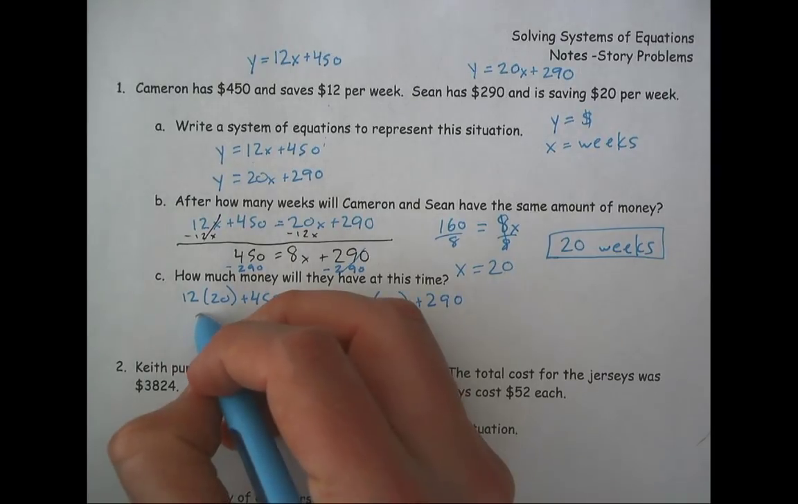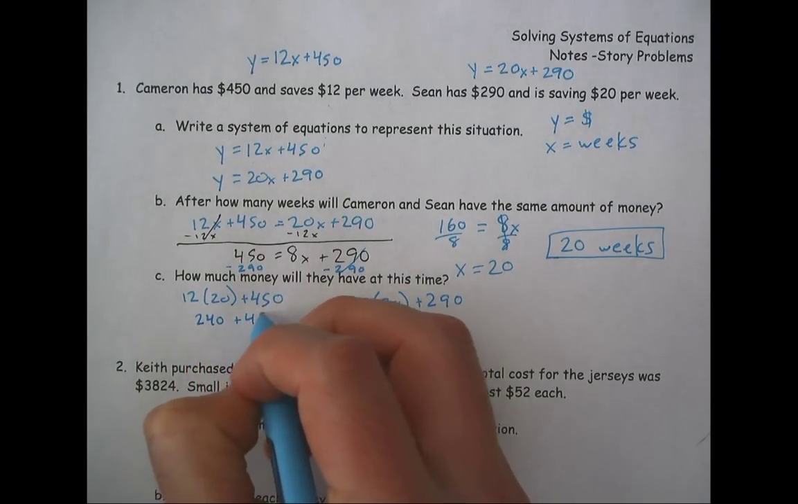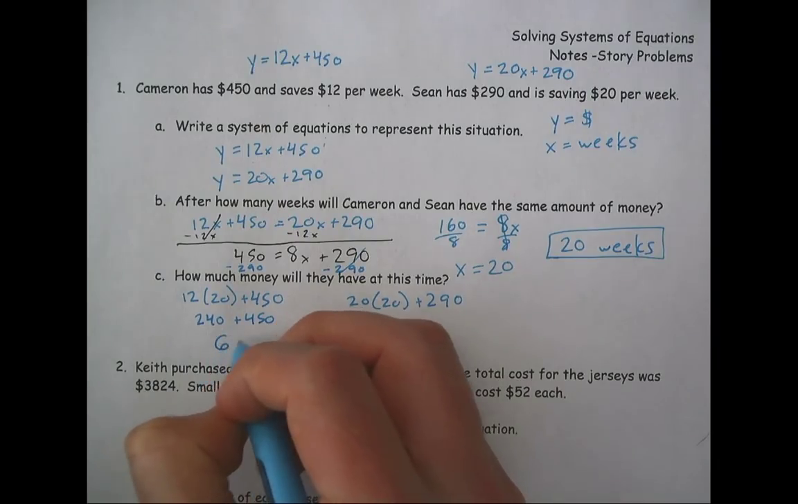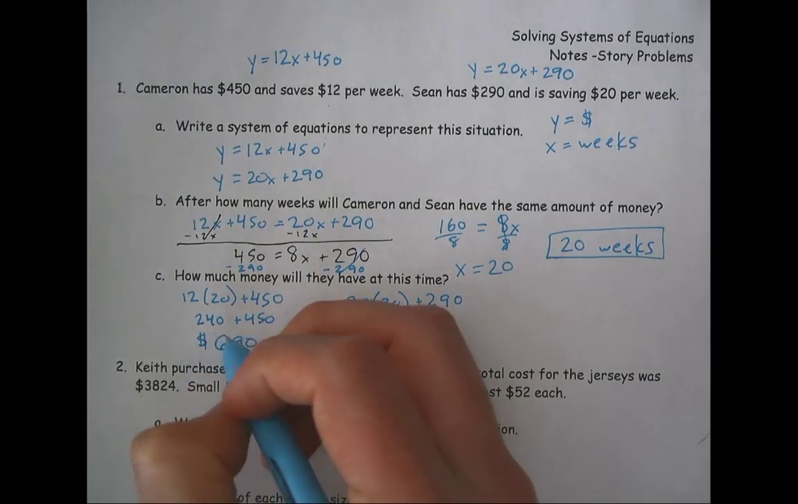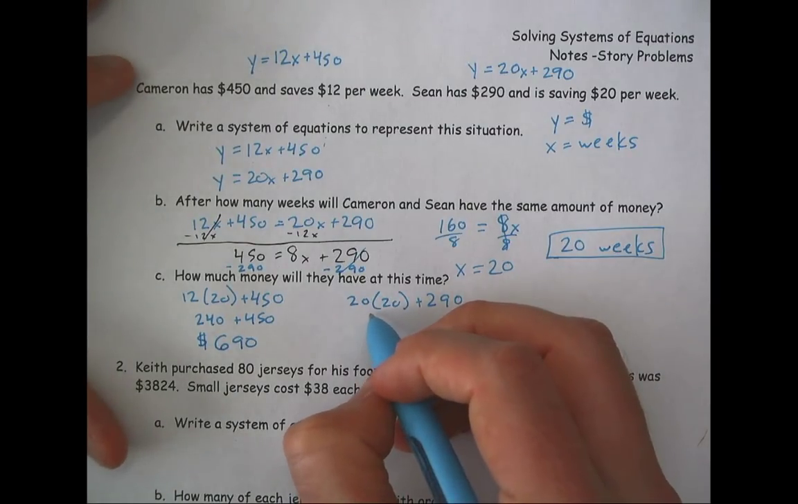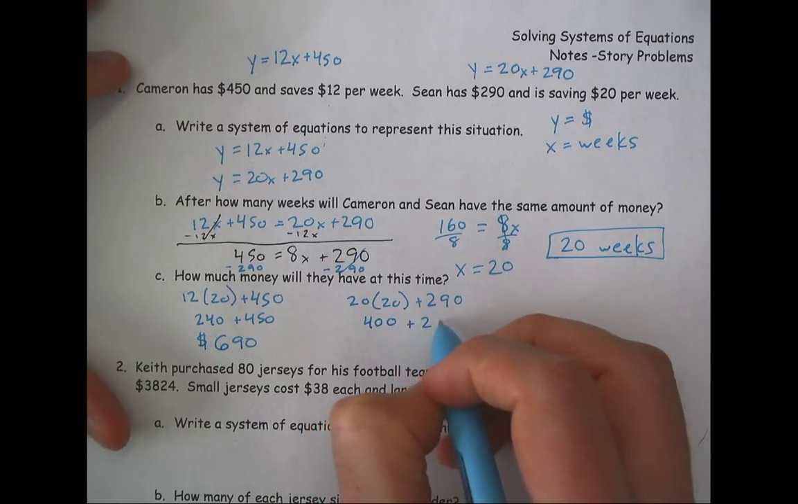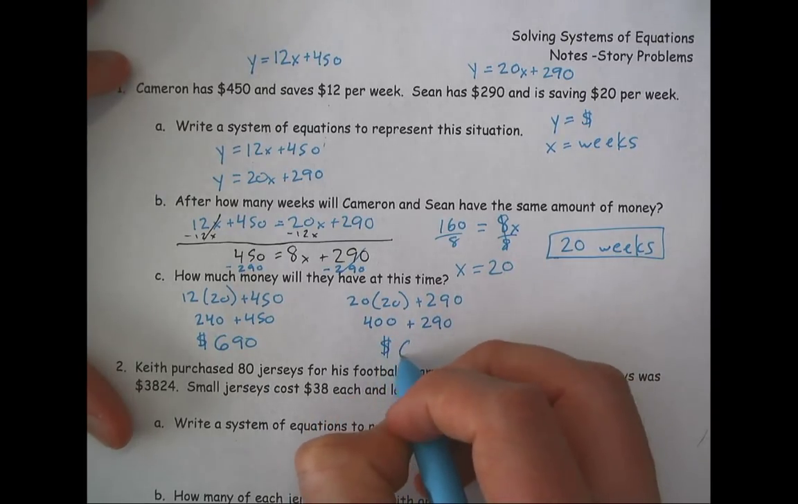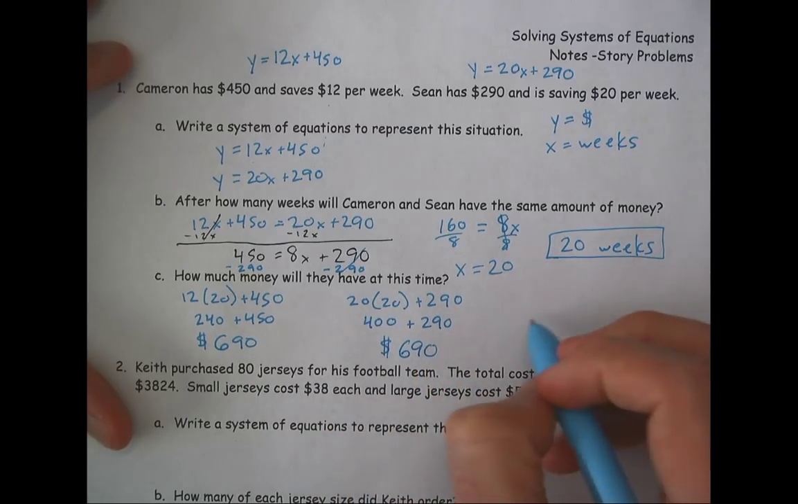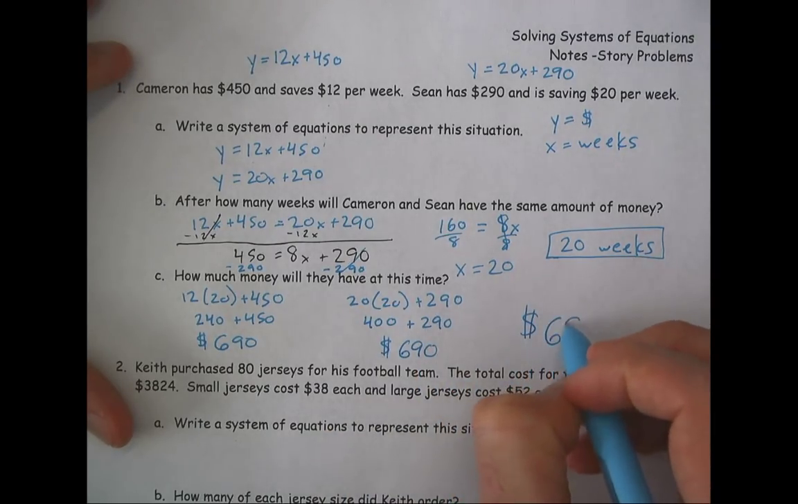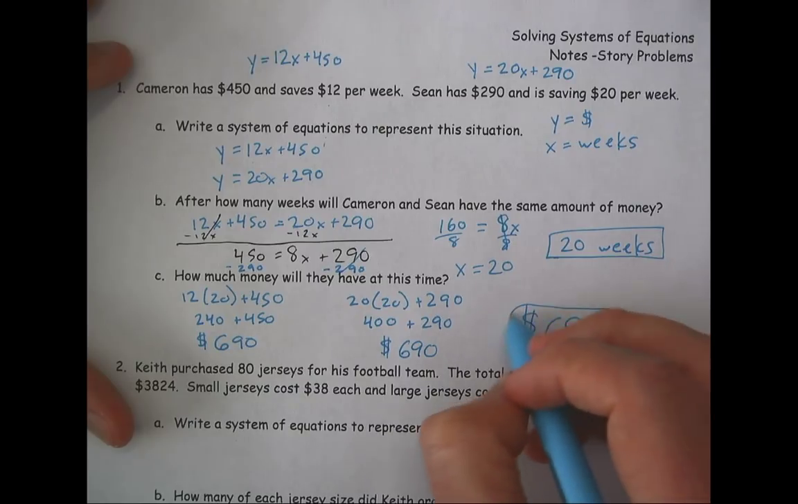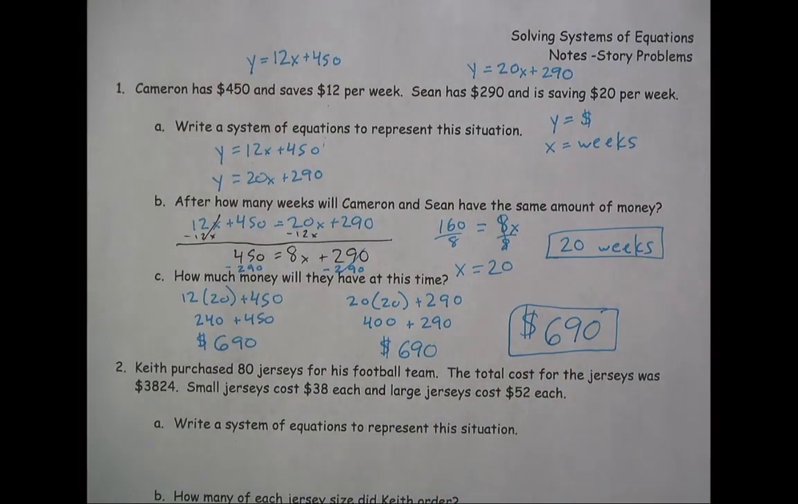So 12 times 20 is 240, and when you add the 450, that's $690. And then over here, 20 times 20, if he saved $20 over 20 weeks, he saved $400, plus he had $290 to start. And so he also has $690. And so the answer to the question is, after 20 weeks they have the same amount of money, and that amount is $690. Okay, so that's your pretty basic, straightforward one. Writing equations pretty much in formats that we've seen before.